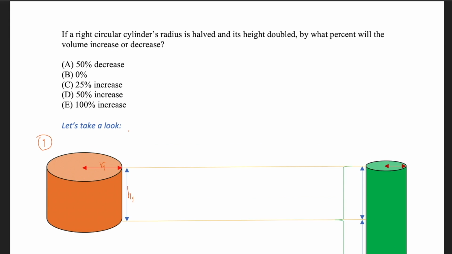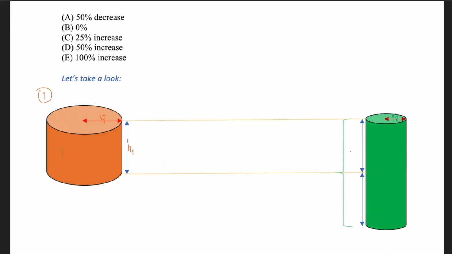Well, according to the problem, it said if a right circular cylinder's radius is halved, so it means we are going to have half distance of this radius here. So what we need to do is just mark this new radius, which is half of r1, as r2. So in this situation, the height of h1 has been doubled. So we have h1 and h1 here. Now we have the new height h2.